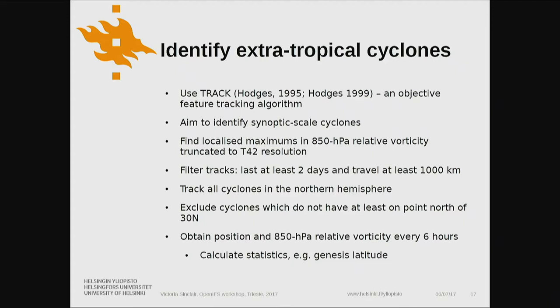The tracking algorithm actually picks up quite a lot of tropical cyclones, which are generally very weak, and they generally stay around in the tropics and don't do very much. But there's quite a few of them, and they have very weak relative vorticities. So I remove all of them. And then the output of TRACK is essentially the maximum vorticity, but you also get the position of each individual cyclone every 6 hours. And from this, you can obviously calculate statistics such as the genesis latitude, lysis latitude, etc.